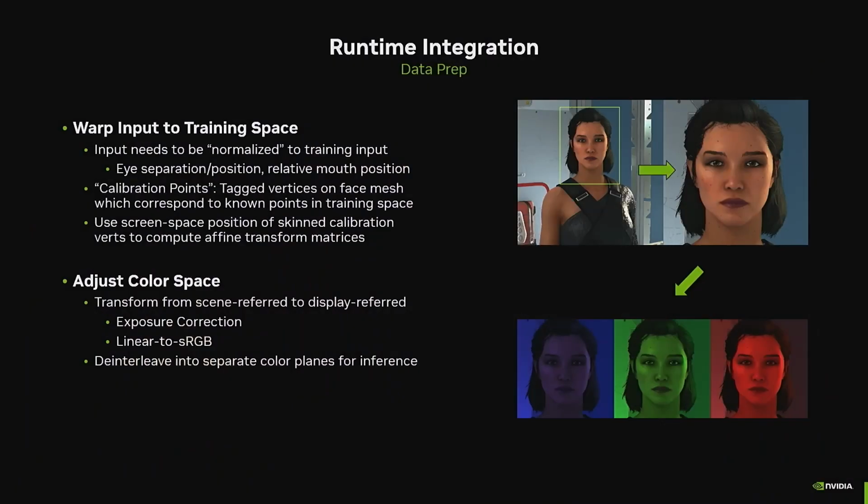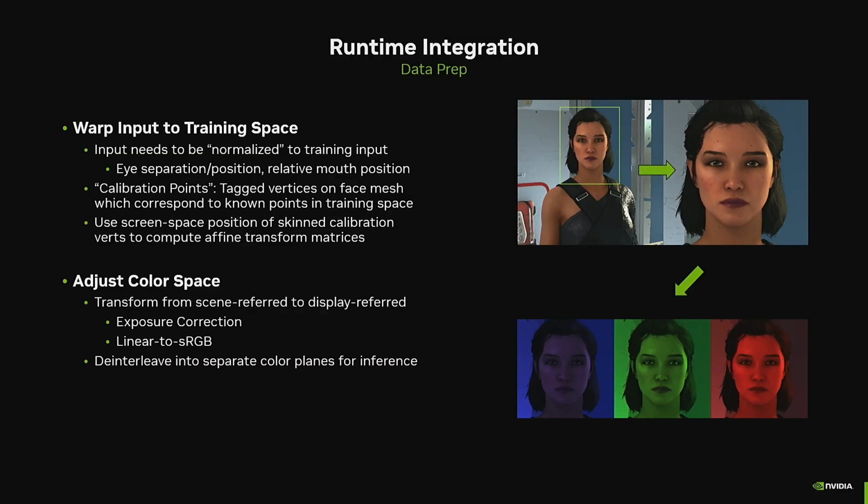So looking at the runtime integration, the first phase I talked about was data preparation. There are two important things to do here. First, we have to do the normalization. The input needs to look like the training data we got.